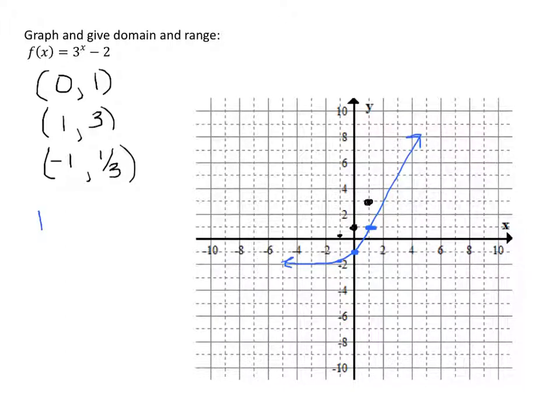So let's talk domain and range. You can still put any number in for x, so your domain is negative infinity to infinity. For the range, now we actually are crossing the x-axis, but hopefully we're starting to recognize that there is an asymptote right here at negative 2. So the range goes from negative 2 to infinity.